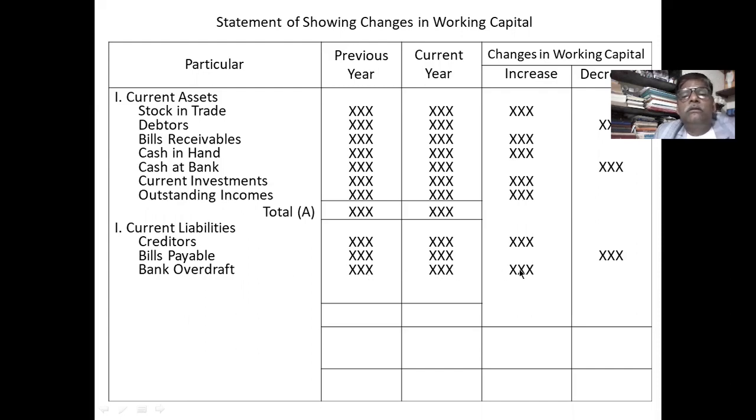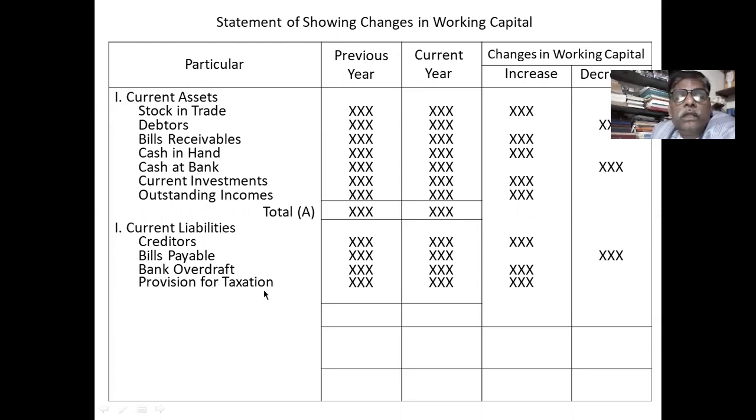Okay. Bank overdraft. Previous year, current year. Difference you write in the increase column or decrease column based on the change. I recorded in the increase column. It indicates that bank overdraft decreased. Okay. Next, provision for taxation. Increase or decrease column. Increase column I recorded. It indicates that provision for taxation decreased.